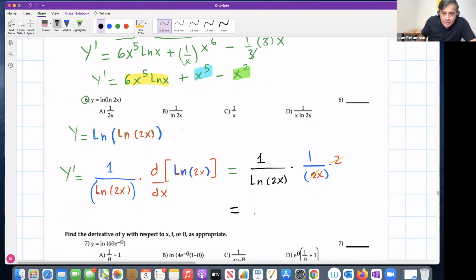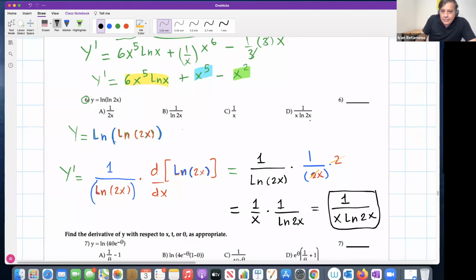I'm gonna write this 1 over x at front, multiplying this 1 over natural log of twice x. I will drop the parentheses, I don't need them anymore. So the final answer is 1 times 1 over x multiplying natural log of twice x. Okay, you follow, guys? So this should be this, right? Number 6. Very good.